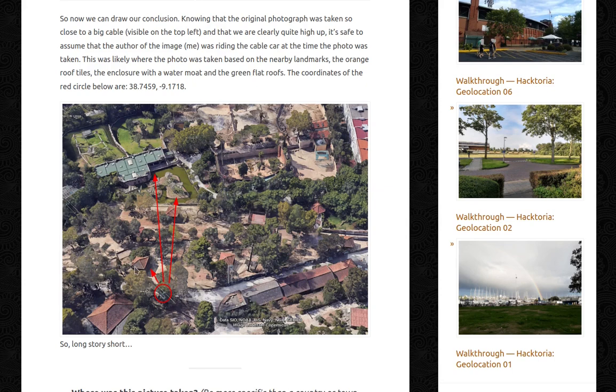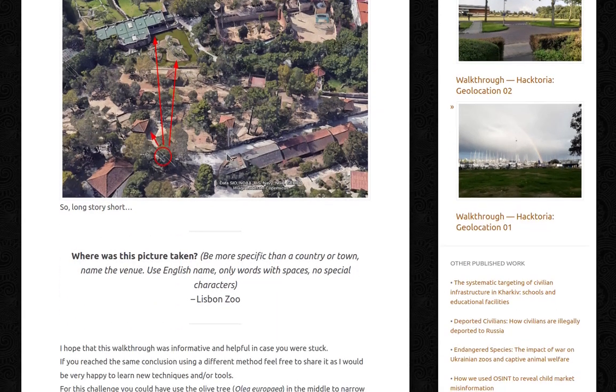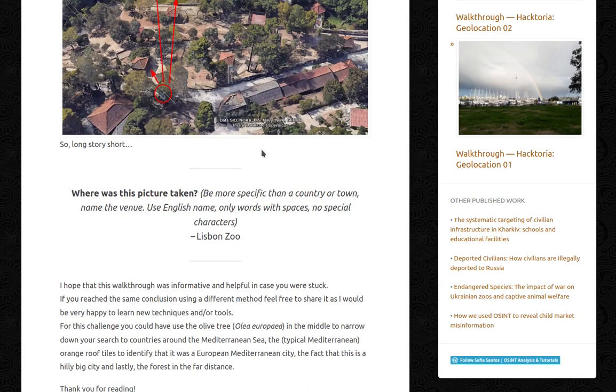So we have the orange roof tile, there you go. The enclosure with the water moat, there you go. And the green flat roofs. There you go, that was a cable car. So the coordinates of the red circle below are these ones. So long story short, where was this picture taken? It was taken in Lisbon Zoo.